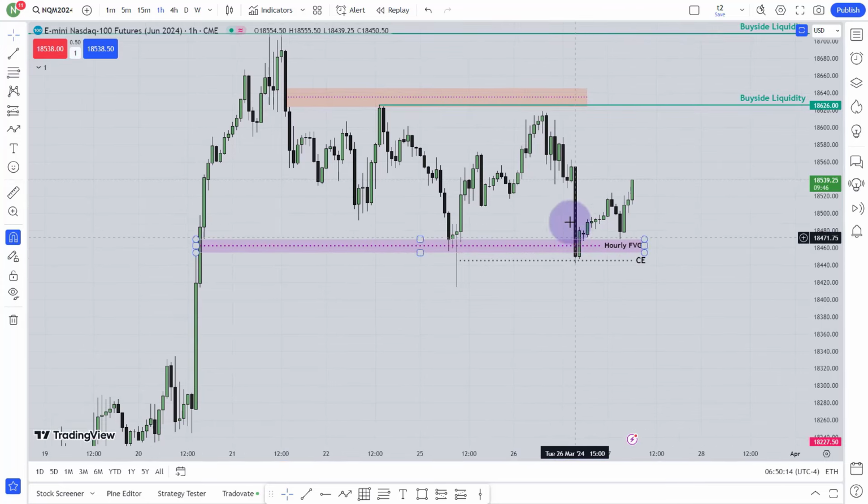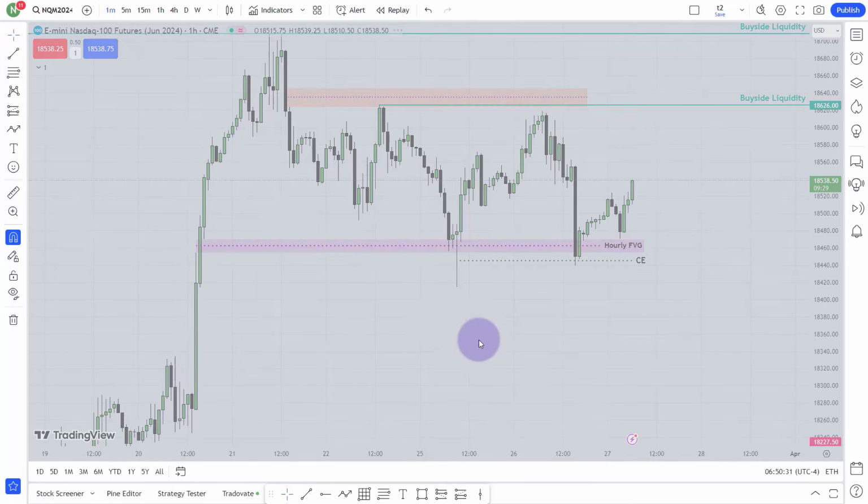Price went lower. See these candles, wick 50%. The market failed to close below that 50%. That's a sign that the market would love to go higher. Okay, the market came back again. Where did it come? To that hourly fair value gap. Now it's time to go to the 1 minute chart.